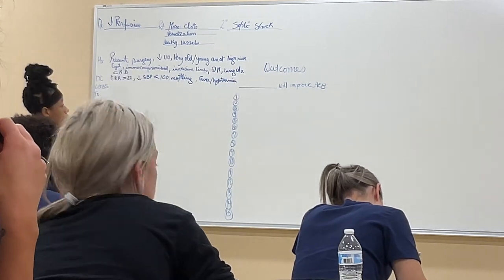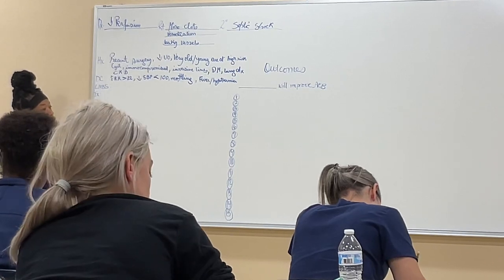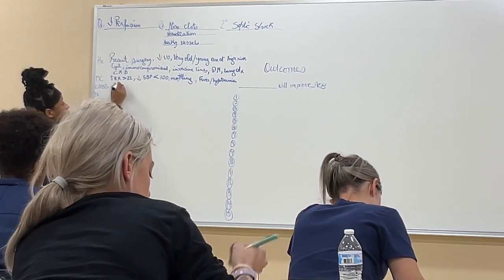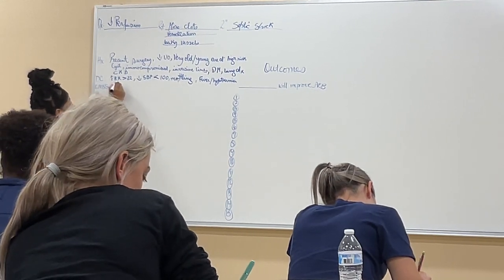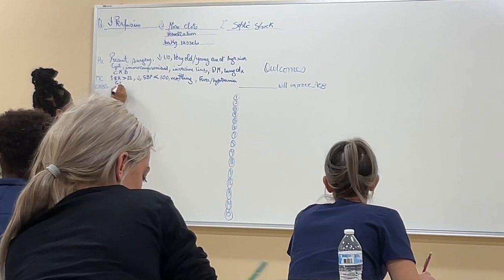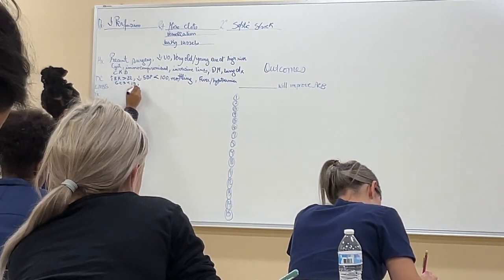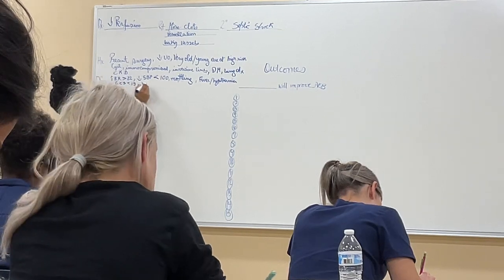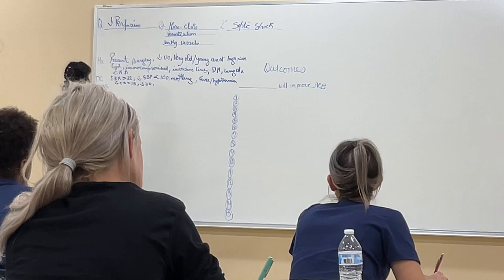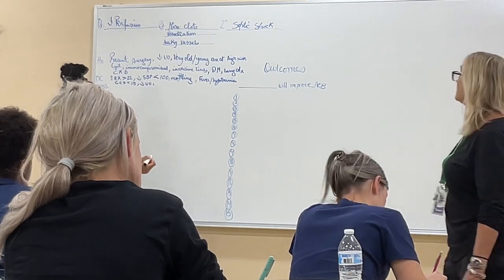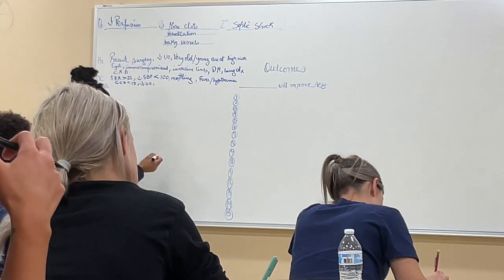What else? Any other signs and symptoms? Glasgow Coma Score. Okay, so confusion, lethargy, thrashing. What else? Decreased urine output. Okay, we want the urine to be less than 0.5 milliliters. Anything else? SIRS criteria. Yeah, we have a fast respiratory rate.